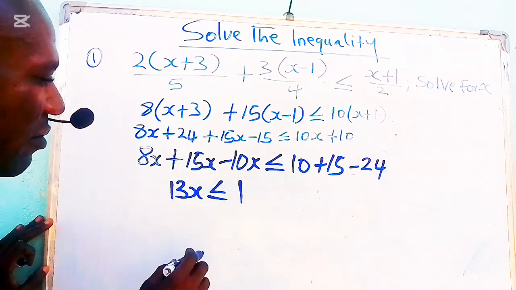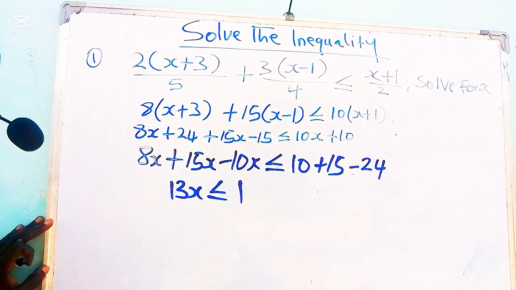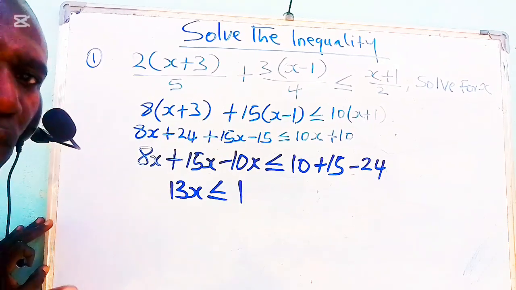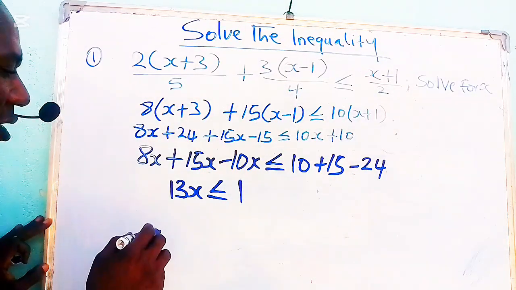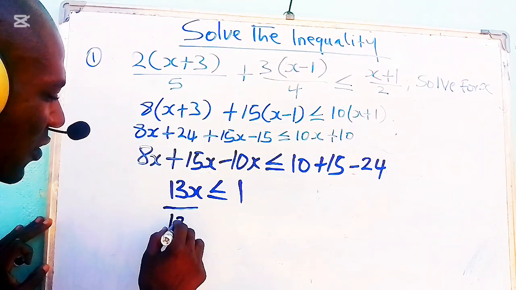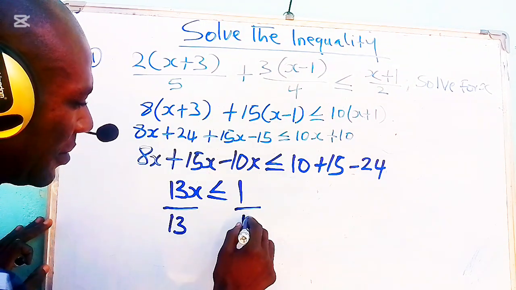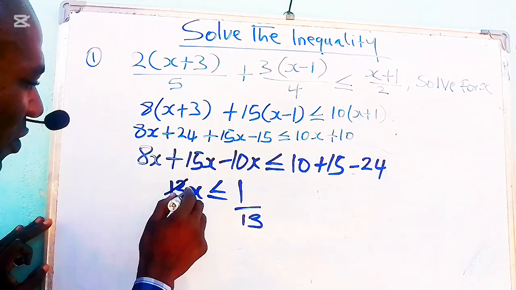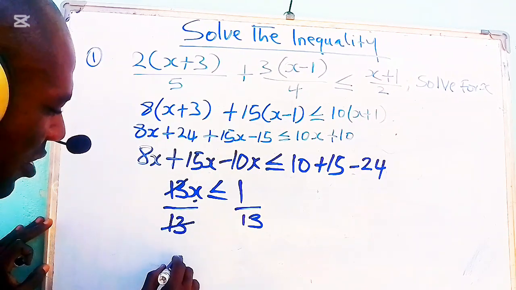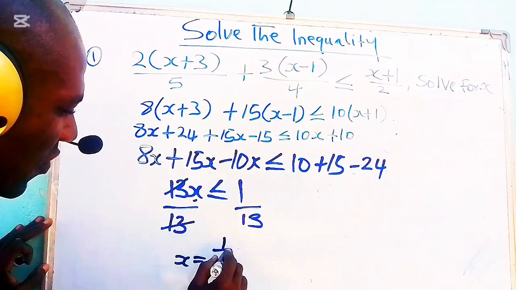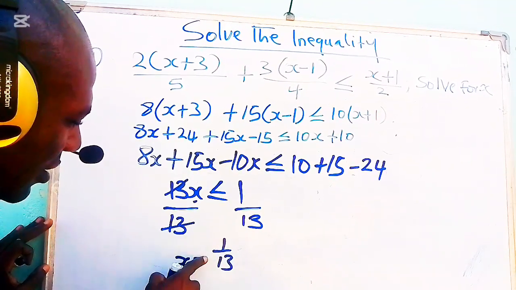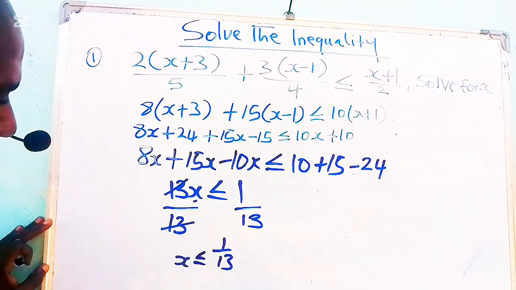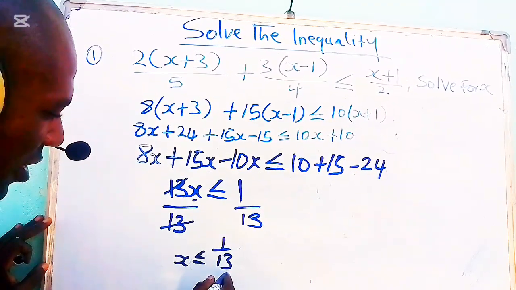Divide both sides by 13. Why 13? Because 13 is carrying x, and x is the value of the unknown we are looking for. And so when you divide both sides by 13, we're going to cancel like this. We are left with x. That means x is equals to 1 over 13. Sorry, not equals to, less than or equals to 1 over 13.